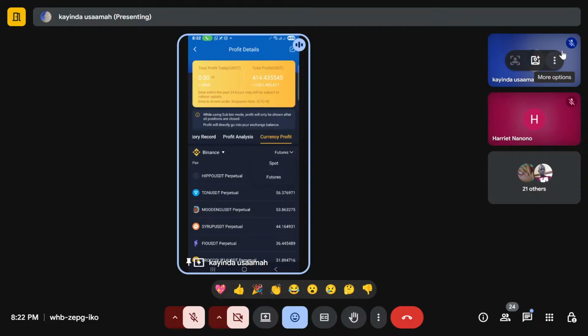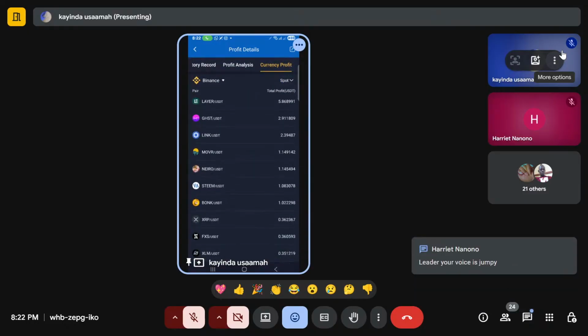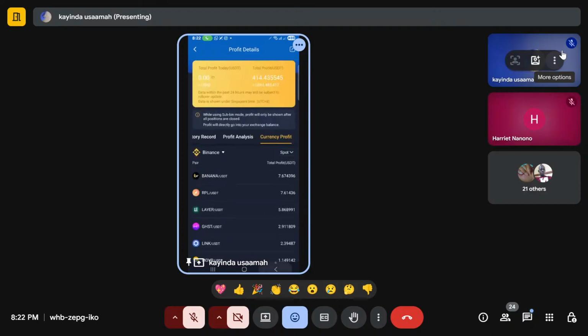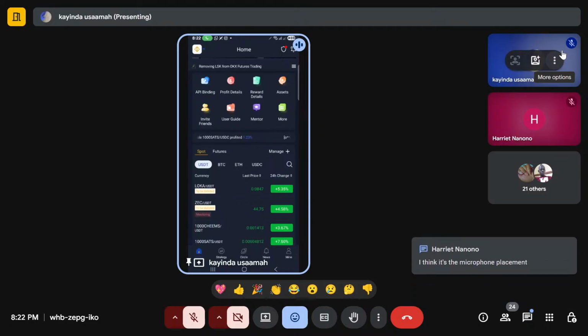Then, if you want to see currency profit from spot, you will see the analysis. For example, here in spot, banana made $7. Then RPL, layer, link, and the least coin was Excel. That's how you can navigate through the profit details. Are we learning something?